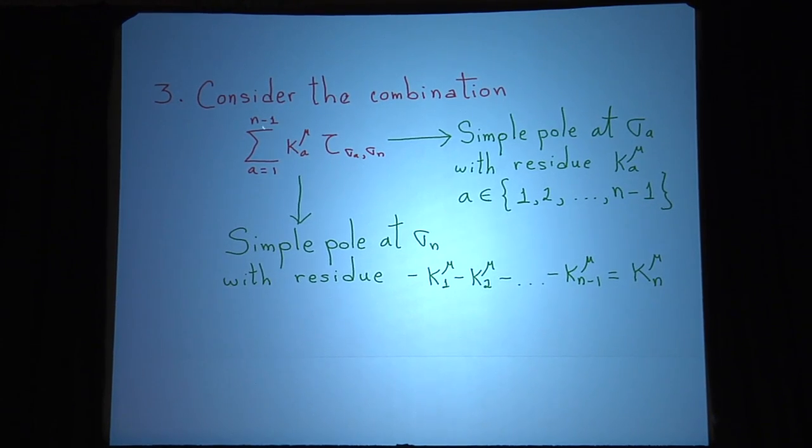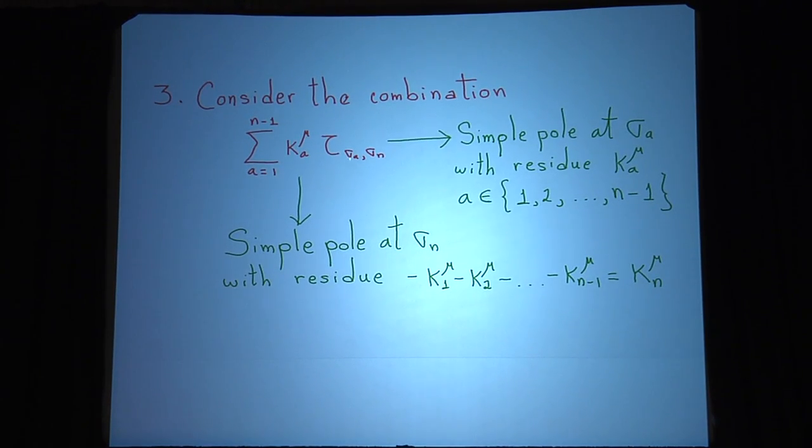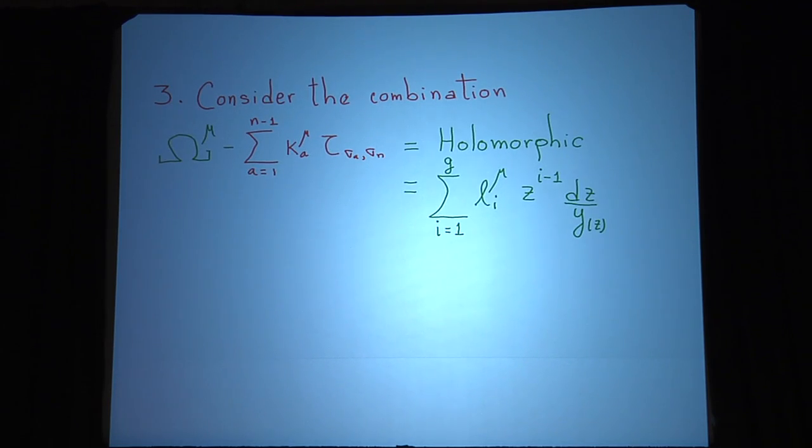How about at k_n? This object seems to break the symmetry, but at sigma_n, all of them have residue -1. So we get a total residue of minus k_1 up to minus k_{n-1}, but by momentum conservation, that happens to be k_n. So this thing seems to encode all the singularities we need. Therefore, if we take our meromorphic form minus this object, we get a purely holomorphic form on this Riemann surface of genus g. It can be expanded in the basis of holomorphic differentials, with some coefficients that happen to be g vectors. We have g of them.